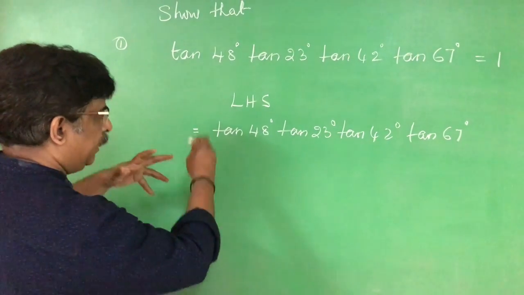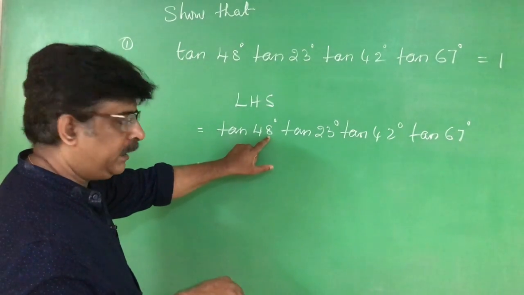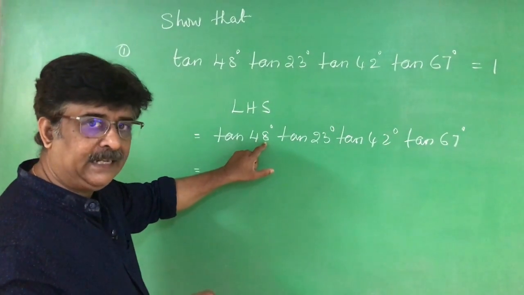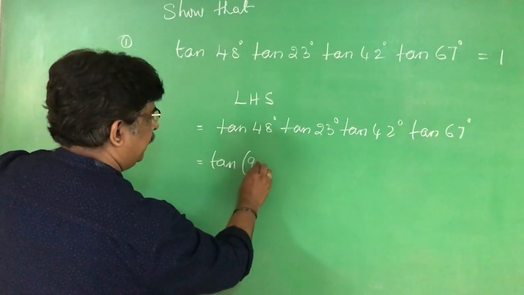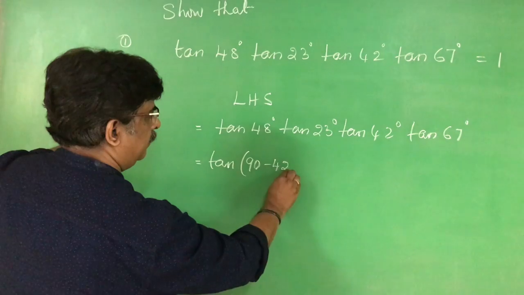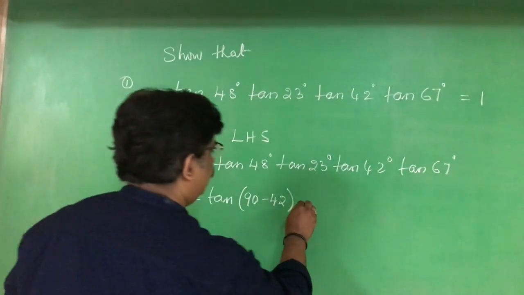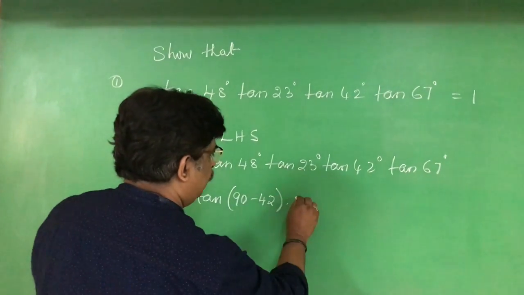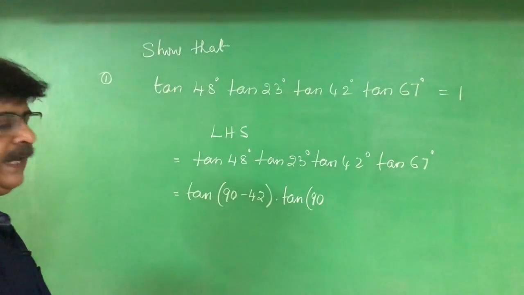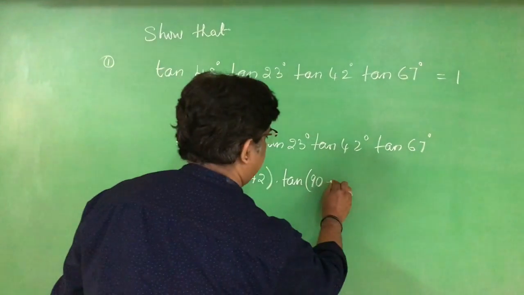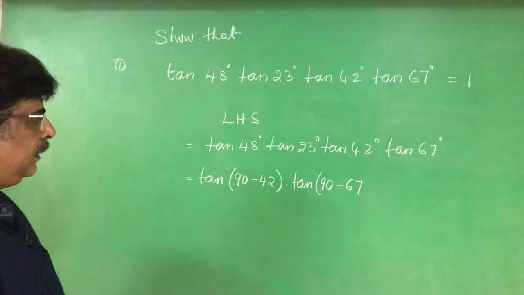Before changing into cos, it is better to change the angle, 48 degrees. To get 48 degrees, how much do you have to subtract from the 90? That you have to think. Tan, I think 90 minus 42, isn't it? 90 minus 42 is 48, into tan 23. To get 23, how much do you have to subtract from 90? 67. I get a clue here also, right?